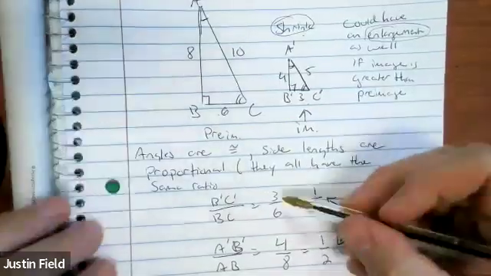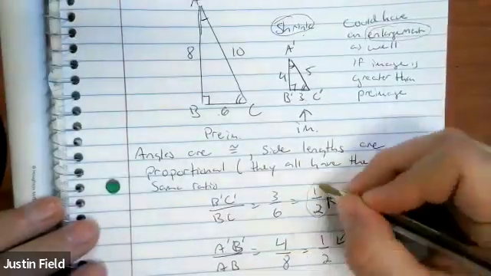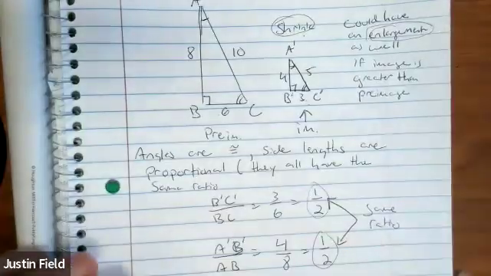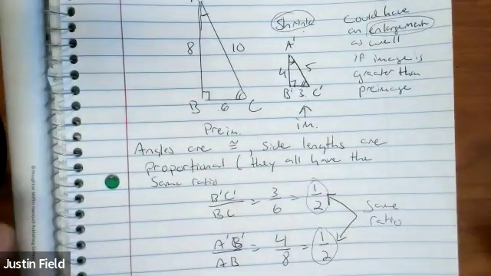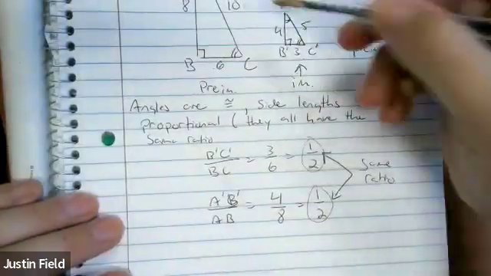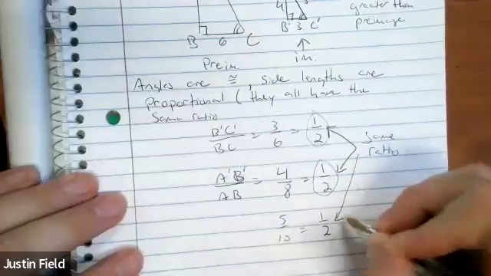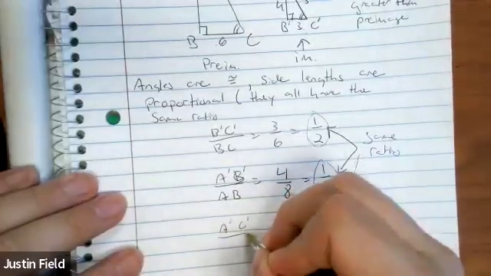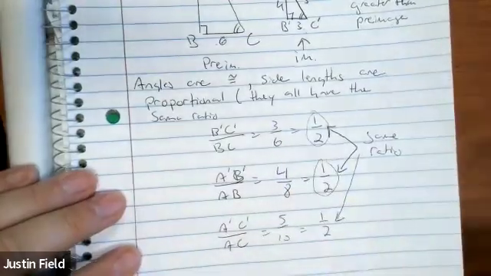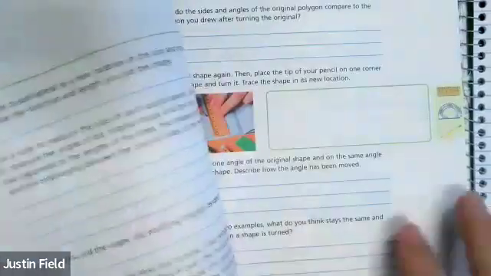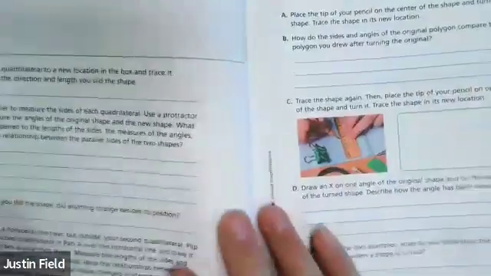See? Even though we started out with different numbers, we end up with the same ratio. And I know what you're all thinking, but what about side AC? Oh yeah, it works. Look, 5/10 also reduces to 1/2, right? A prime C prime over AC works as well. All side lengths have the same ratio. All right, let's just take a gander at some of the questions, and then we're gonna call it a day for this video.